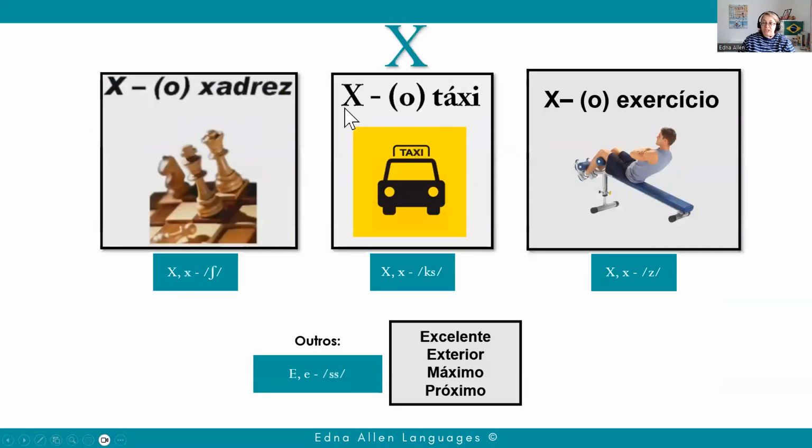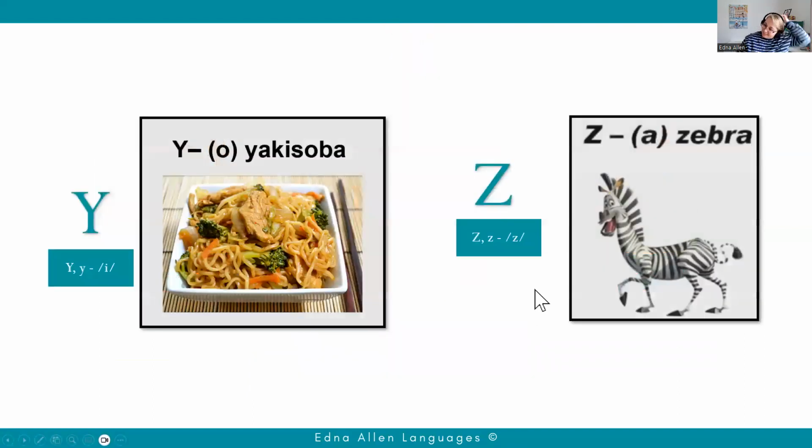Continuando, so X. X has different sounds. It could be xadrez, táxi, exercício. Pode também ser um pouco mais longe, como em excelente, exterior, máximo, próximo. Book a session with me and I will tell you with more details when they happen in different ways in which situation. Certo? Tudo bem? Próxima. Vamos lá. Nearly there.